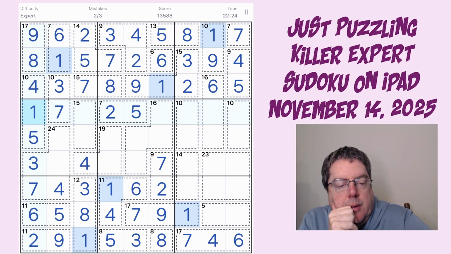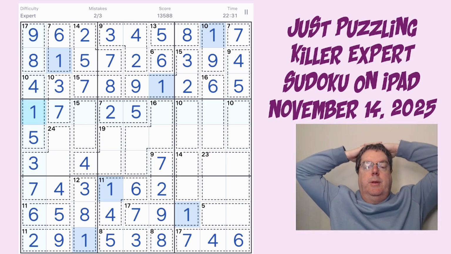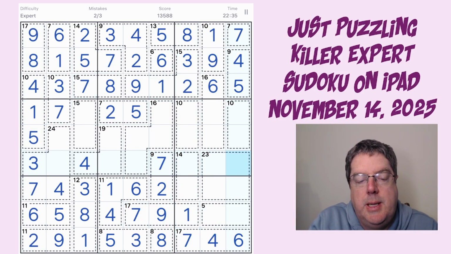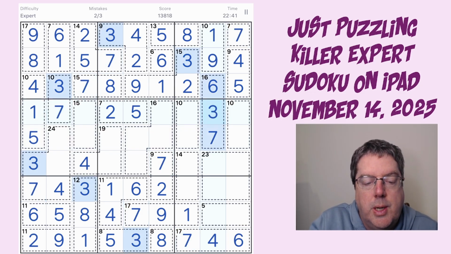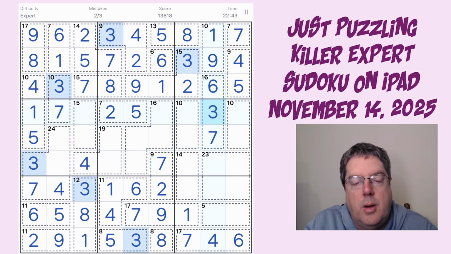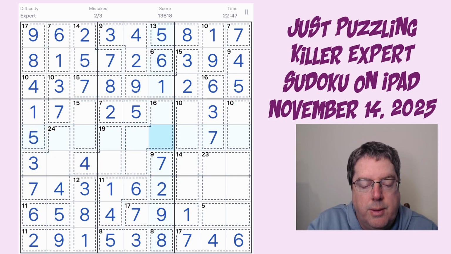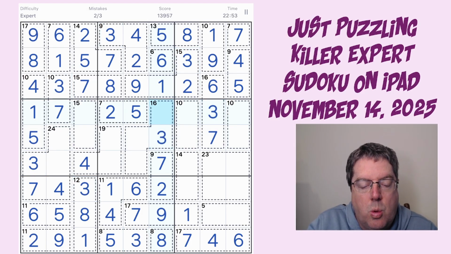6, 3, 8, 9, 7. So 7 can't be here, 7 can't be here, 7 can't be here, and 7 can't be here. So that's a 7 there. Adds up to 13, so that's a 3. Alright, 3 comes across here, 3 comes across here, down here, up here. So that's a 3 there. 1, 2, 3, 4. Yep, so that's a 4 there.